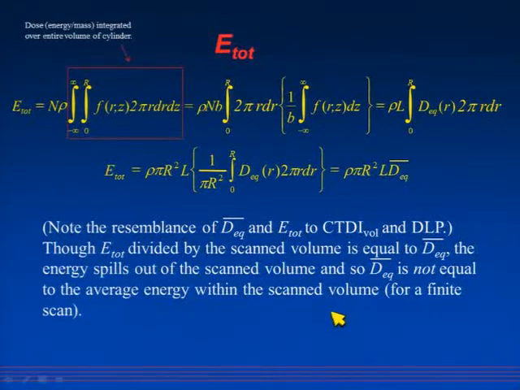So one important note is that even though this here is the volume of the scanned section, and DEQ bar is the average value in the central plane of this scan, the energy is not totally contained within this. It still spills out. If you do a finite scan, it still spills out over the edges. So this is not the average energy within the cylinder. This is another way of stating what the total energy is. It's a subtle point.